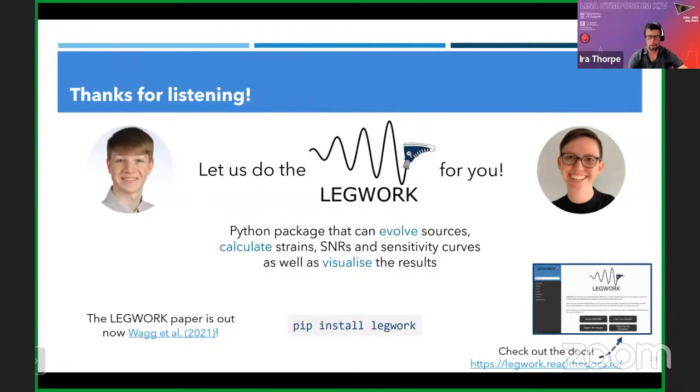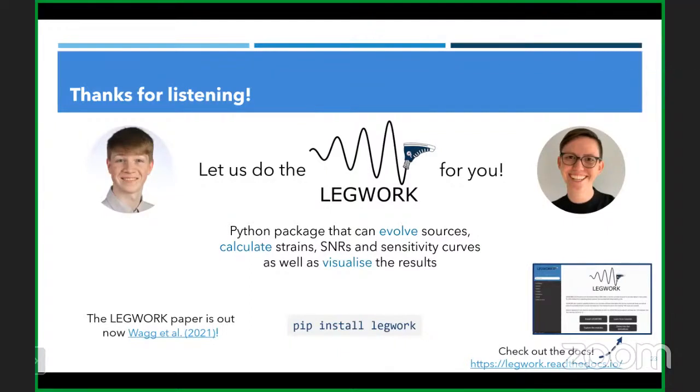Yeah, I agree. Okay, second question from Karan Jani. Great talk. What are the waveform models that we can use in LEGWORK? So we don't use waveform models because we're not that fancy. We are just using the stationary wave approximation. So Karan, you clearly understand all of this far more than I do, but essentially we're just using the equations that you'd find in Stas's document.